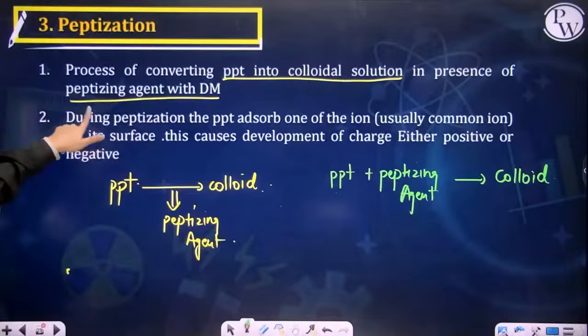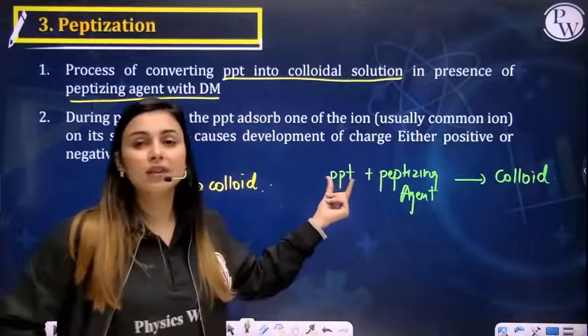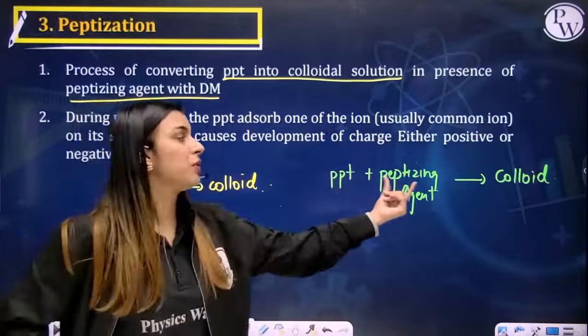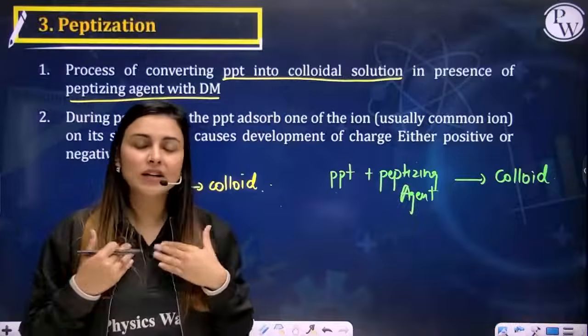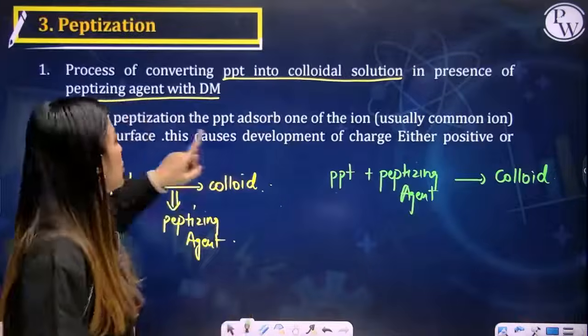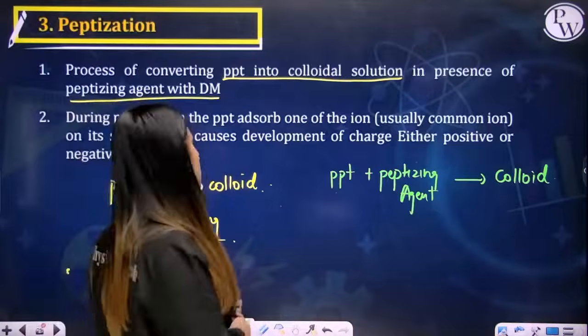So you can read it. During peptization the PPT adsorbs one of the ions. Now this PPT will adsorb some ion. Which ion? From the peptizing agent it will adsorb one ion. I'll make you understand which ion it will adsorb. Usually the common ion on its surface. This causes development of charge, either positive or negative.